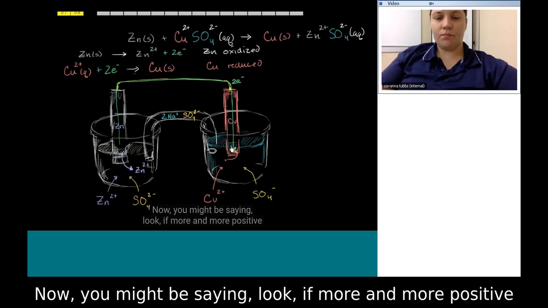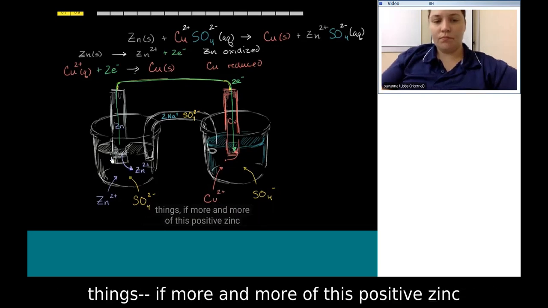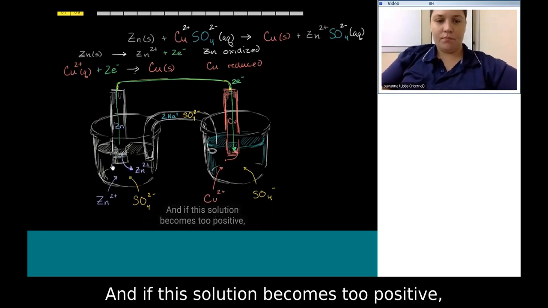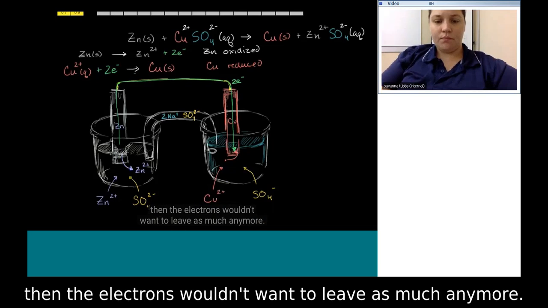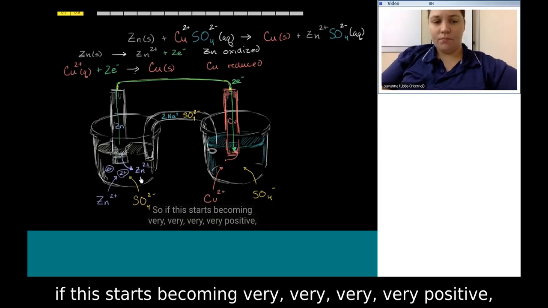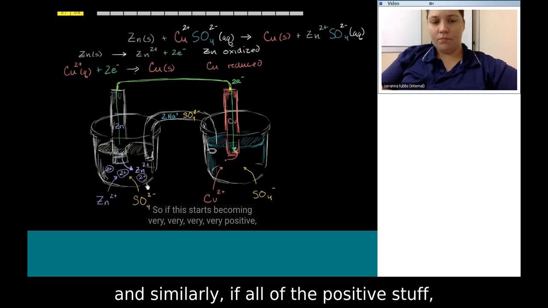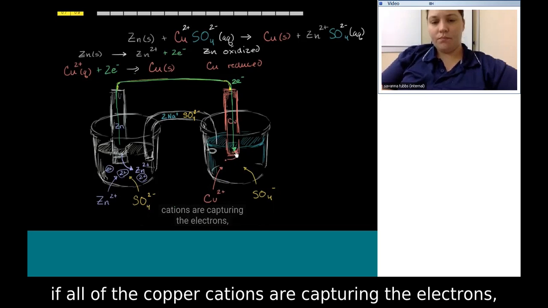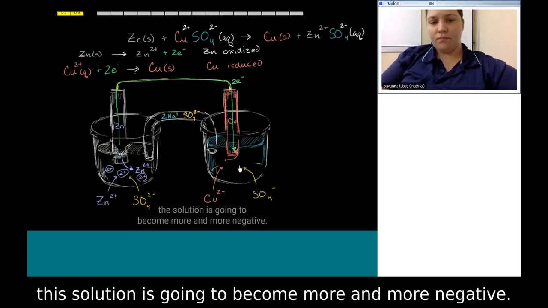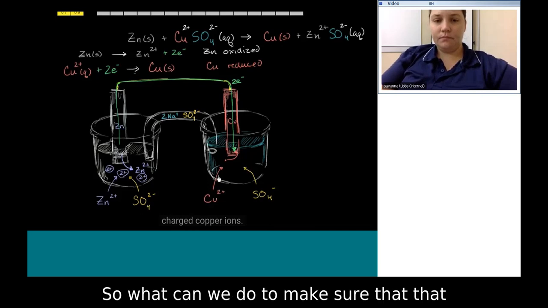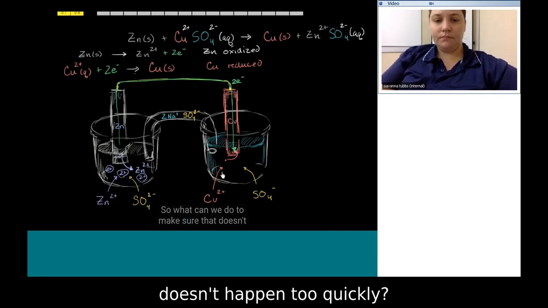Now, you might be saying, if more and more of this positive zinc is flowing in, wouldn't this make an imbalance? If this solution becomes too positive, then the electrons wouldn't want to leave as much anymore. And similarly, if all of the copper cations are capturing the electrons, this solution is going to become more and more negative. It's going to have more sulfate and less of the positively charged copper ions. So what can we do to make sure that that doesn't happen too quickly?